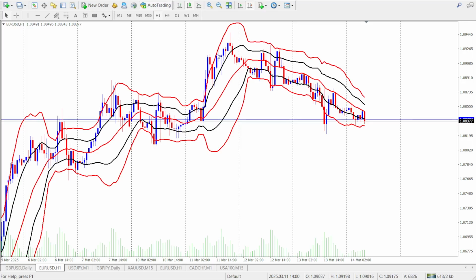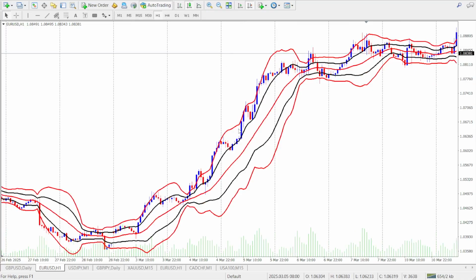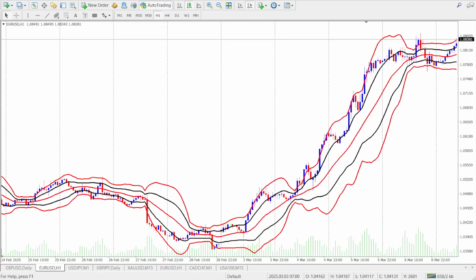Then when the price is between the middle band and the upper 1 standard deviation band, when price is in this second zone, it means a neutral bullish zone, and it means that there is a weak uptrend. When you see price within that zone, it means it's a weak uptrend.